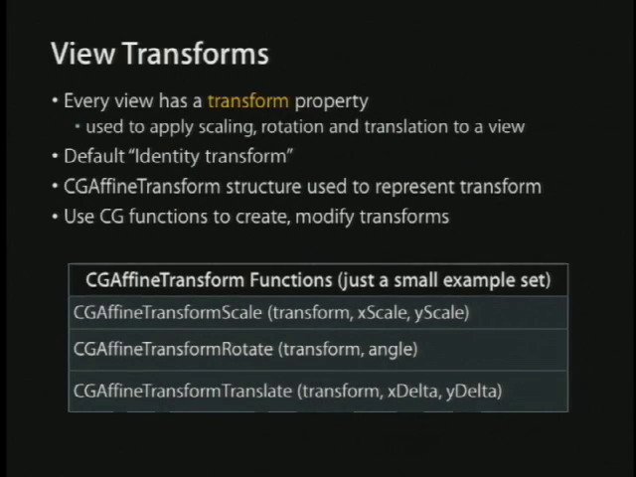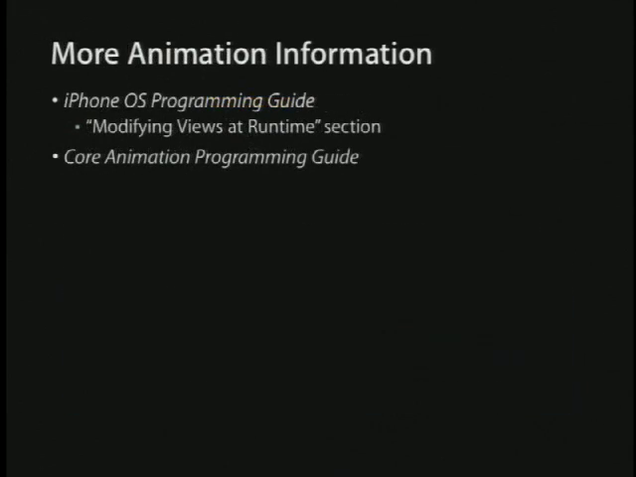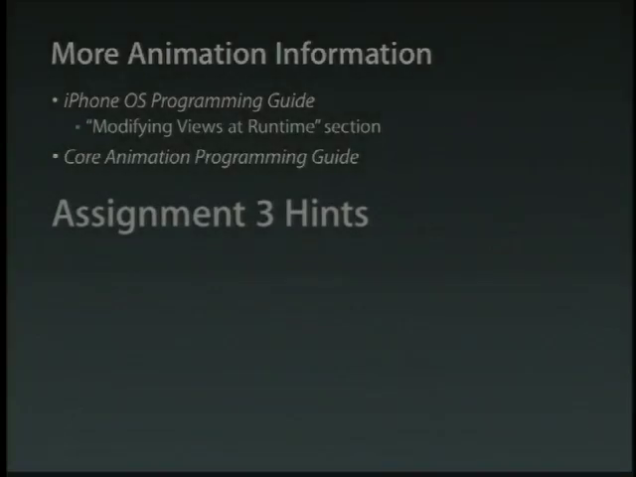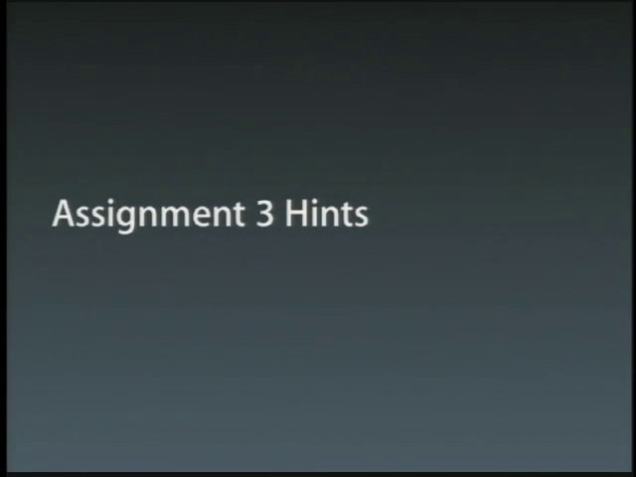The CGAffineTransform structure is the structure defined by Core Graphics that defines these transforms. There's a few convenience methods. You can scale a transform, you can rotate one, you can translate one, you can create one. These are just a few of them. You can look them up yourself in the headers and the documentation. There's more information about all of this in the iPhone OS Programming Guide, Modifying Views at Runtime, and the Core Animation Programming Guide.